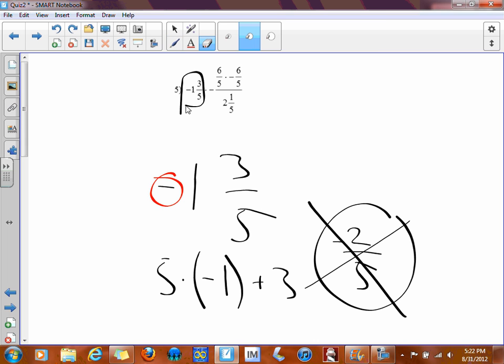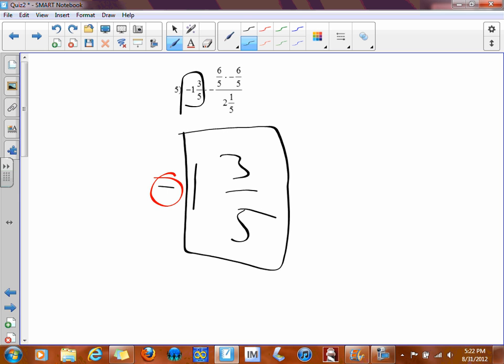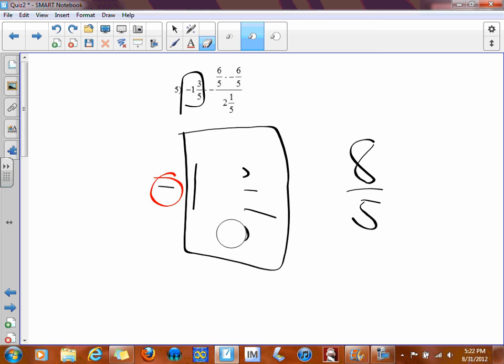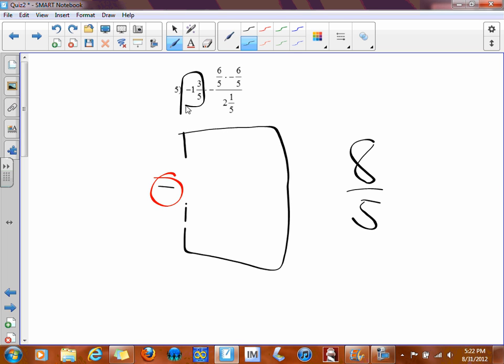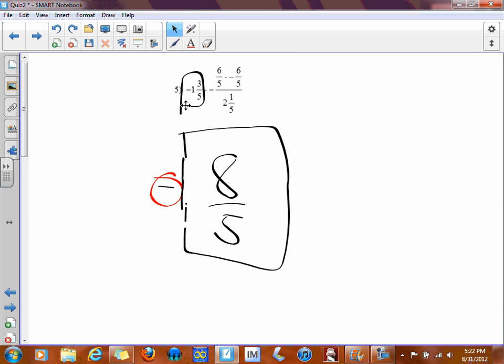Because that negative sign is attached to the entire fraction. It's not just attached to this one here. So what you do is you think of this as one giant thing, and it is negative. So 5 times 1 is 5, plus 3 is 8. So we have 8/5. So instead of this, it goes away. We change our mixed number into an improper fraction. There it goes. So, ta-da! Now that is -8/5. That's how the negative sign works.